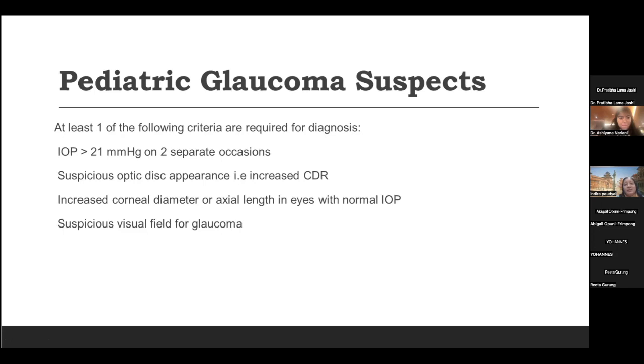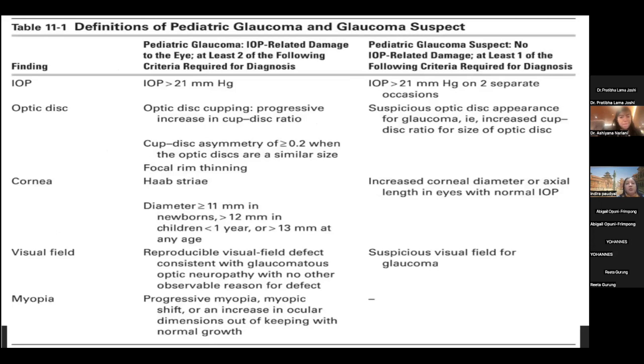For pediatric glaucoma suspect, at least one of the following criteria is required for diagnosis: IOP more than 21 on separate occasions, suspicious or increased cup-disc ratio, or increased corneal diameter or axial length in eyes with normal IOP. So this table gives a definition of pediatric glaucoma and glaucoma suspect, depending on the findings which I've already said.